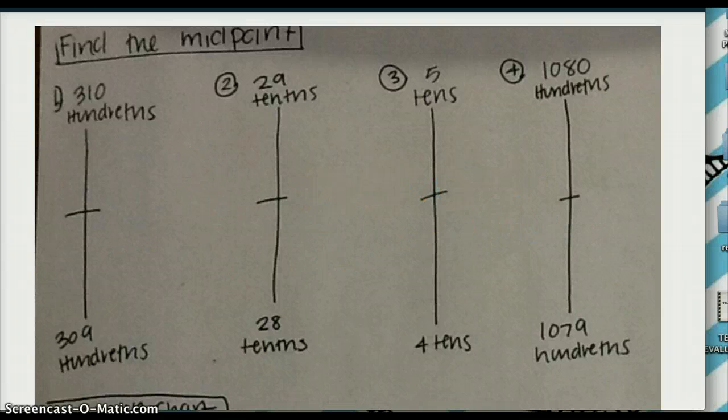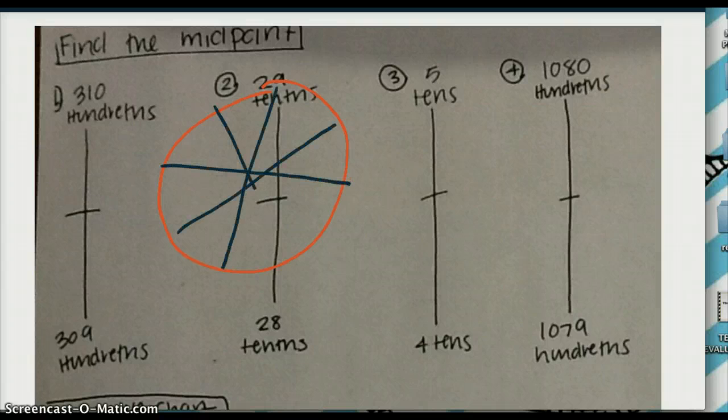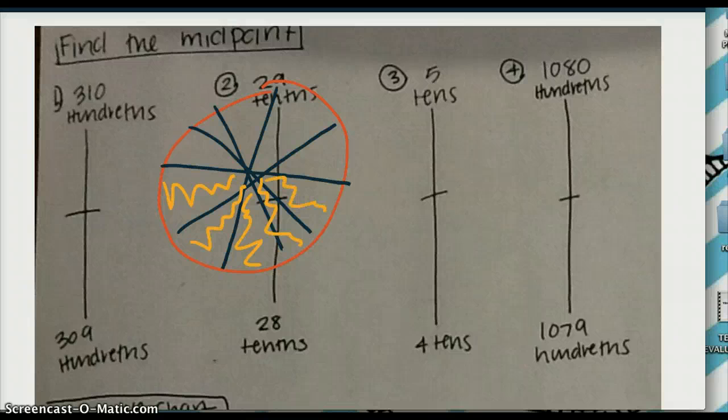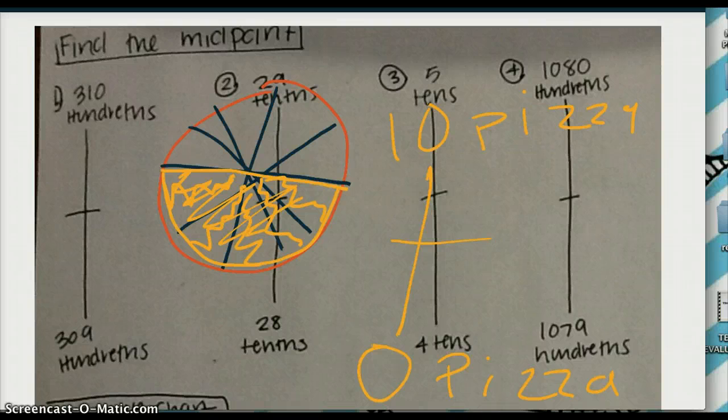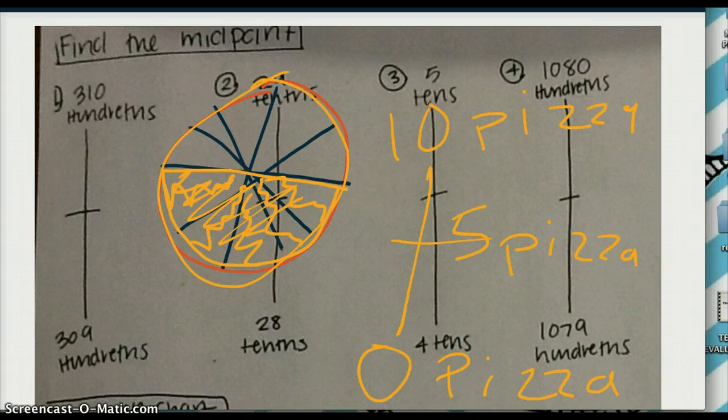Say you have a whole pizza and you divide it into 10 equal pieces. This might not be equal because I'm not the best at drawing. So there's 1 piece, and you have 5 of those pieces: 2 pieces, 3 pieces, 4 pieces, 5 pieces. The midpoint of the pizza would be 5 pieces. Say you go from 10 pieces of pizza to 0 pieces. What's halfway between having no pizza and having 10 pieces, the whole? That would be 5 pieces of pizza.